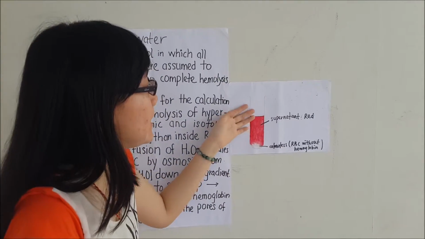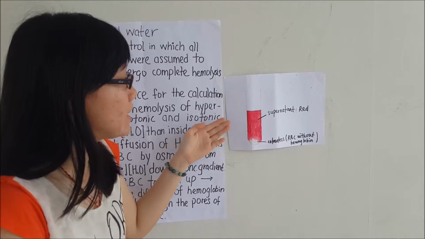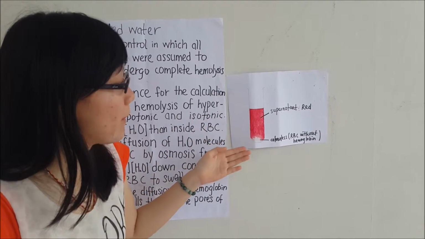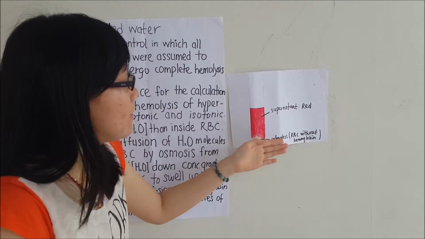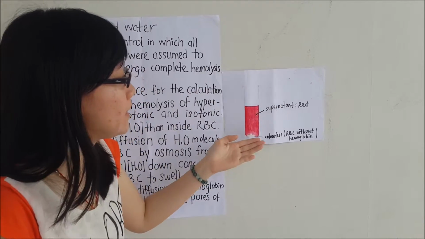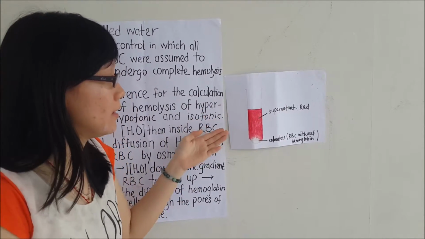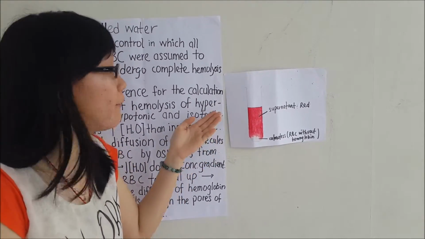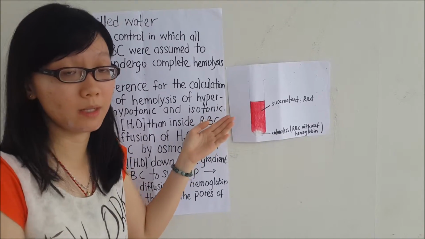The resultant supernatant shows that the upper part is red in color and the lower part is colorless, with the red blood cells without the hemoglobin. The upper part is red, which shows that all the red blood cells have undergone hemolysis.